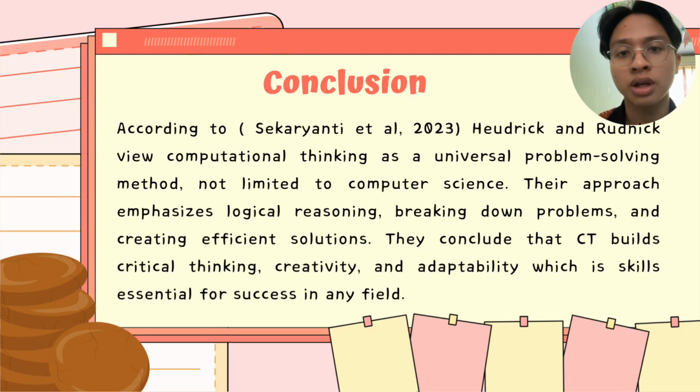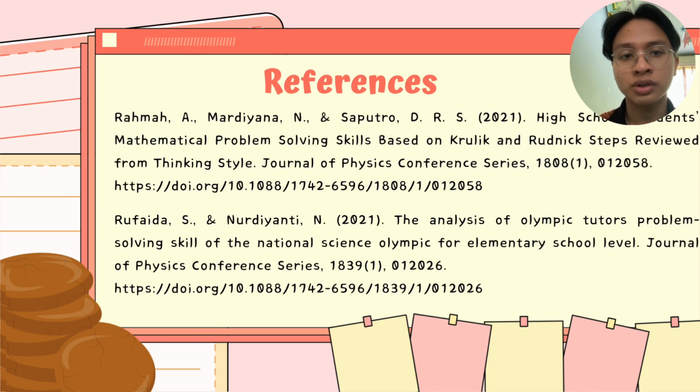So the conclusion, according to Sikriyanti 2023, Krulik and Rudnick view computational thinking as a universal problem-solving method, not limited to computer science. Their approach emphasizes logical reasoning, breaking down problems and creating efficient solutions. They conclude that CT builds critical thinking, creativity and adaptability, which are skills essential for success in any field. So here are all the listed references that I used to make this slide.